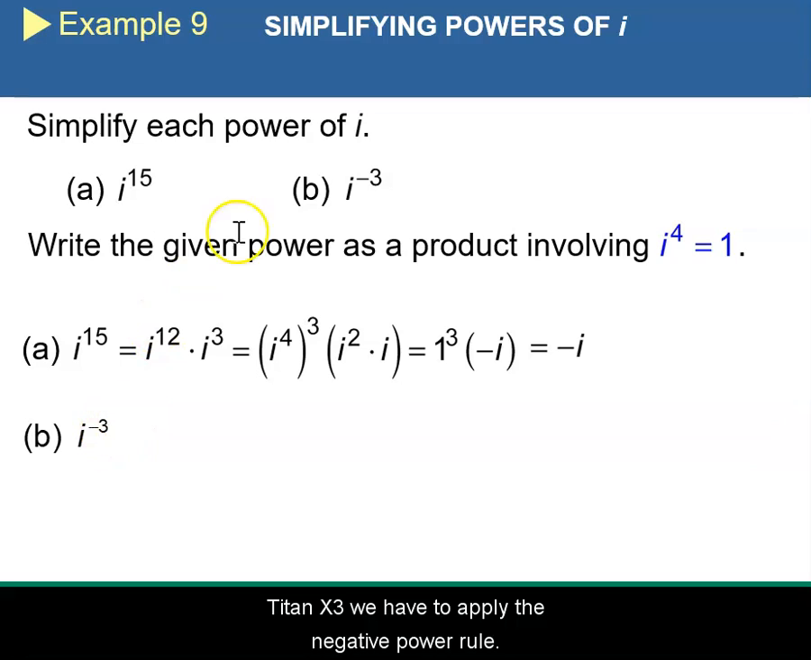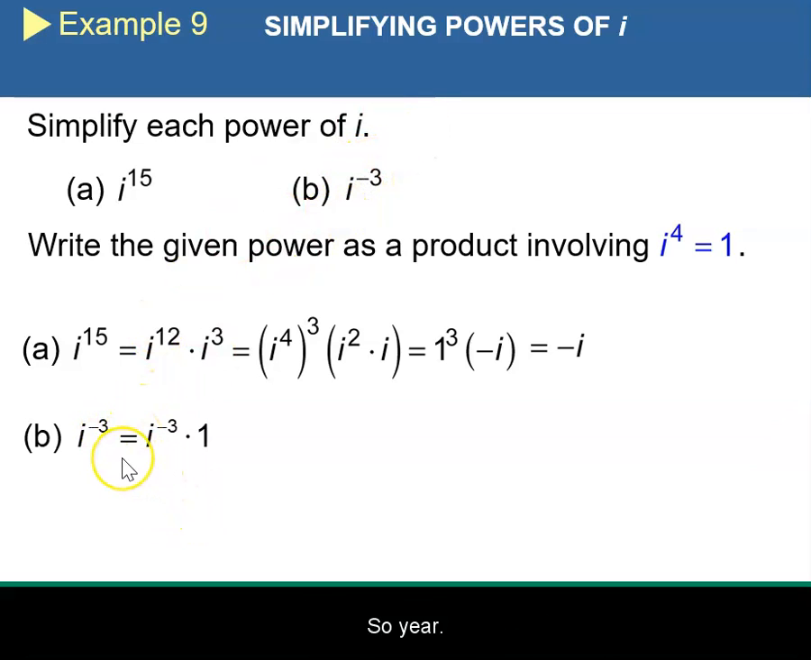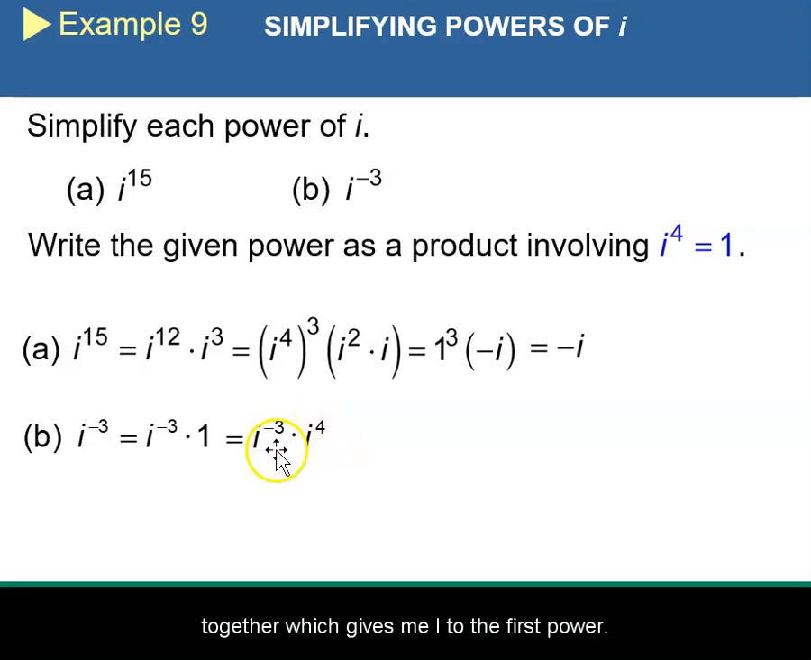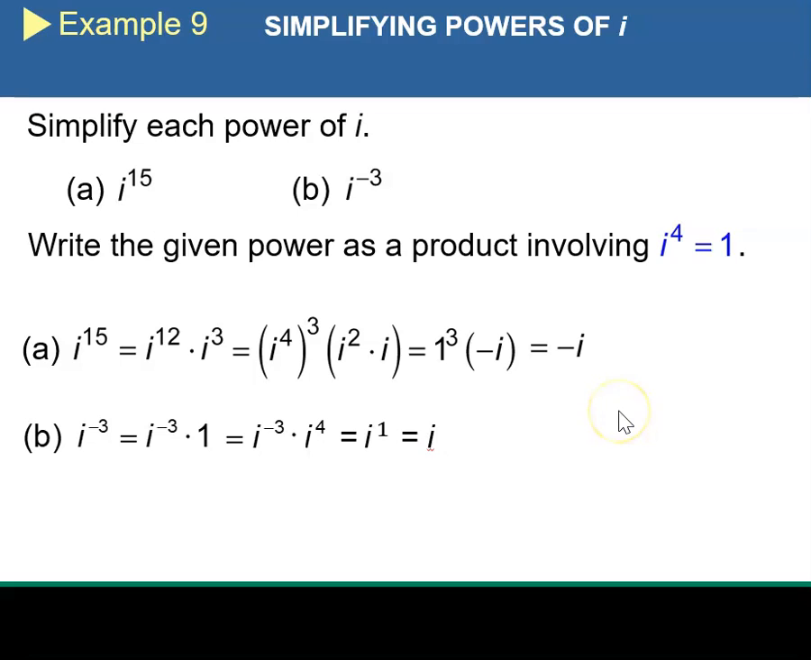Okay. For i to negative 3, we have to apply the negative power rules, right? So here, we can separate this as times 1, and then add these together, which gives me i to the first power, which is just i, right?